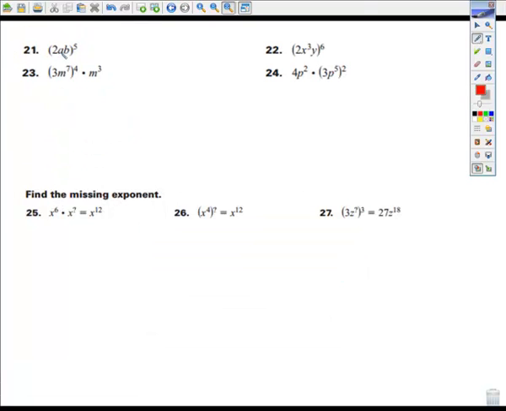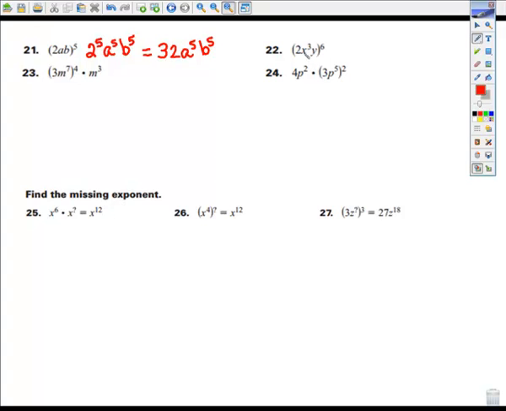So I have 2 times a times b to the fifth. So I have to do 2 to the fifth, a to the fifth, b to the fifth. So I have to take it to every factor within my multiplication here. So 2 to the fifth is 32. We can go ahead and simplify the number. And then a to the fifth, b to the fifth.